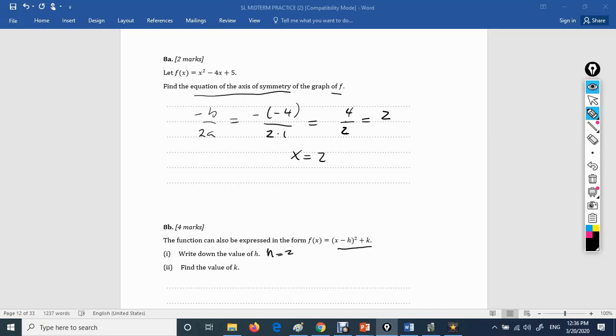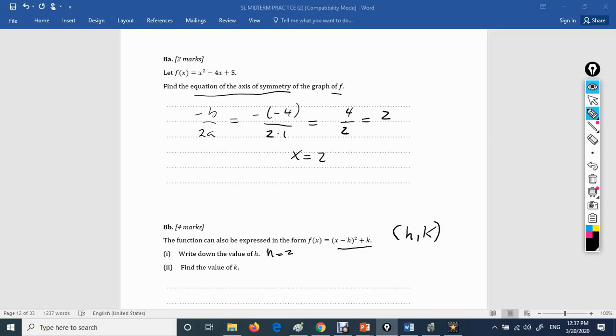Now we can find this 2 ways. We could complete the square and put the function in this form, which I'm going to do. And then also we could just plug in 2 and find the k value of the vertex. Remember that this is the vertex form of the parabola where h comma k are the coordinates of the vertex. So let's do completing the square first.